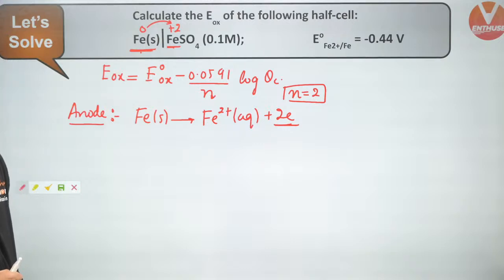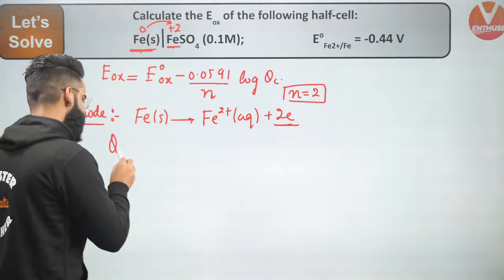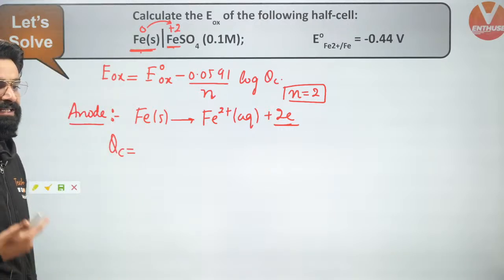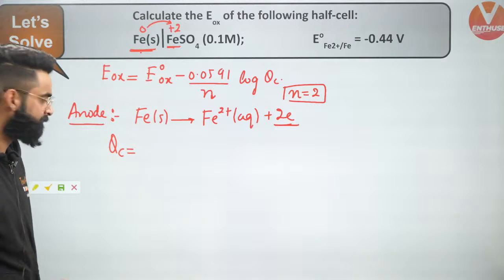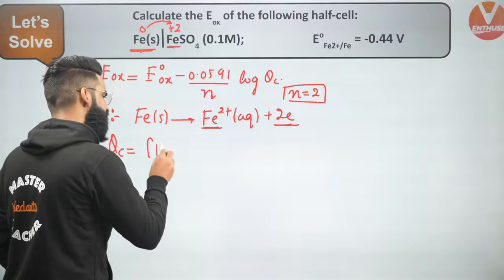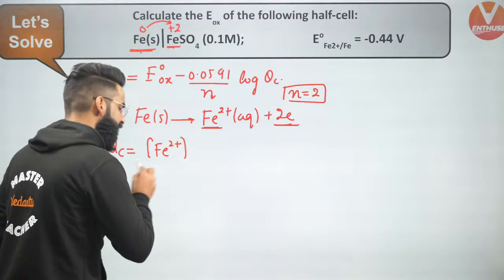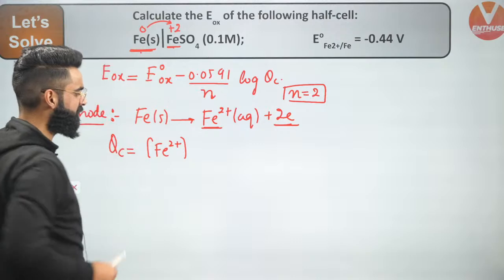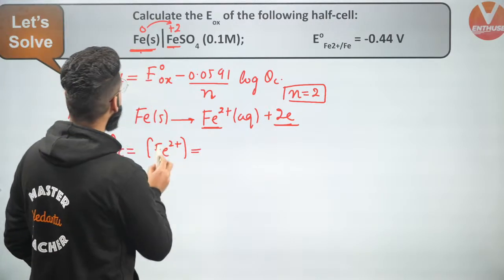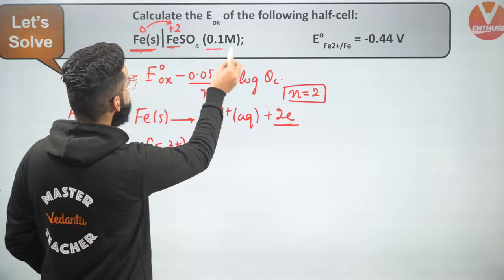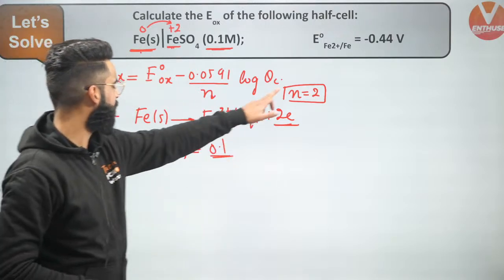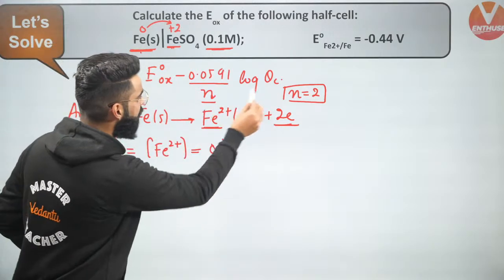Yes, number 1. Number 2, if I want to write the reaction quotient expression, we already know how to write it. Very simple, guys. I'll be starting with the product which is in aqueous form. I'll simply say concentration of Fe2+ divided by, this is solid, its active mass is taken as 1, if you remember. Now, guys, see, concentration of Fe2+ in the equation is given as 0.1. So I got the value of Qc as well. I got the value of n, I got the value of Qc.